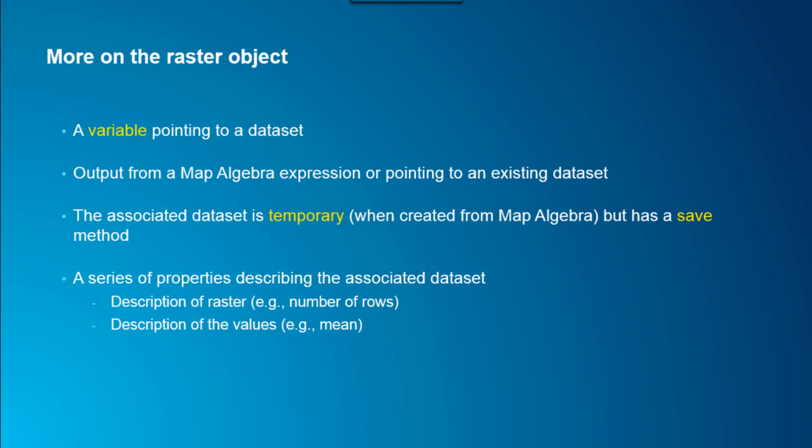Now the data set that is associated with this raster object, or the one the raster object is pointing to, is temporary in nature when it's the output of your expression. If it is a data set that already exists there, of course it's permanent, it's not temporary. But the new one that's getting created is temporary. You have to call save to save it.